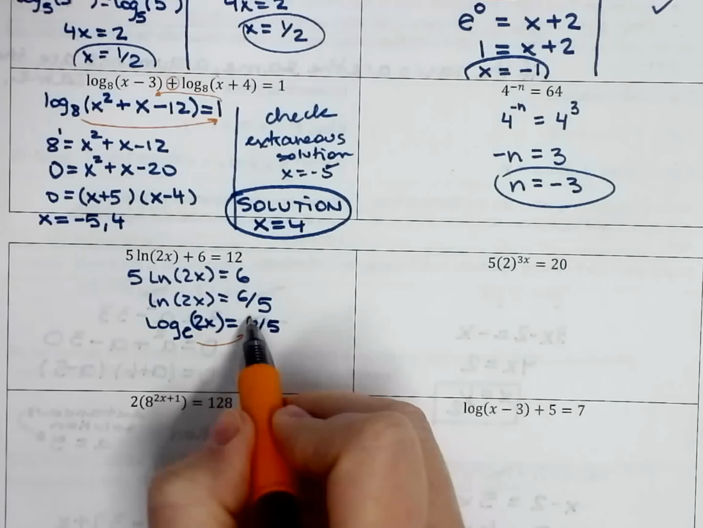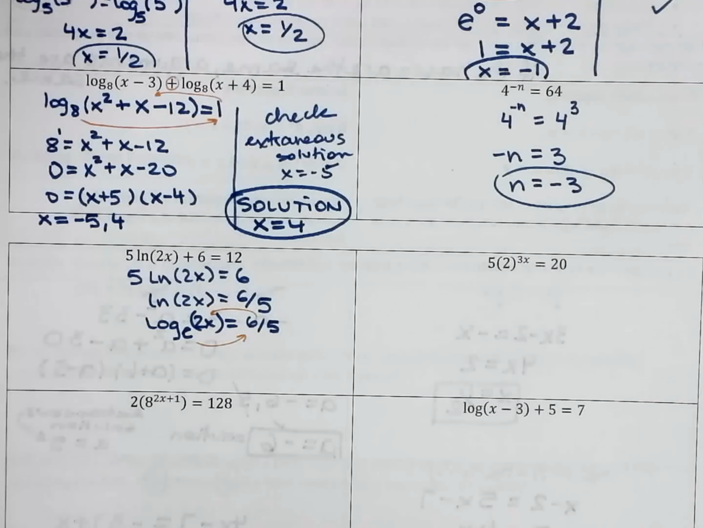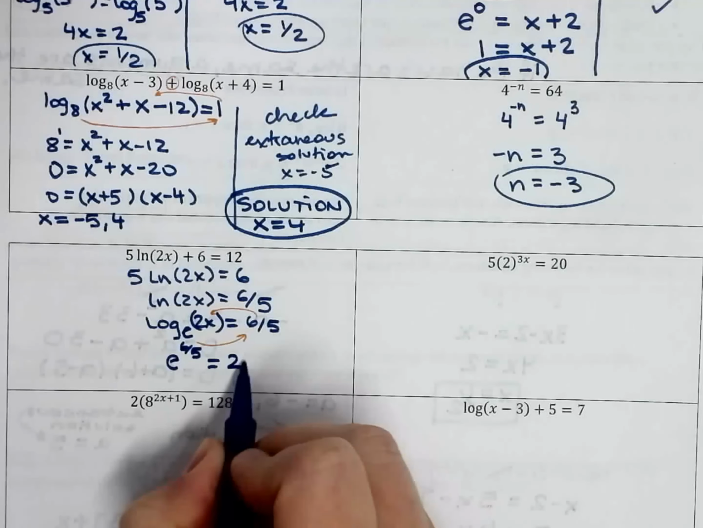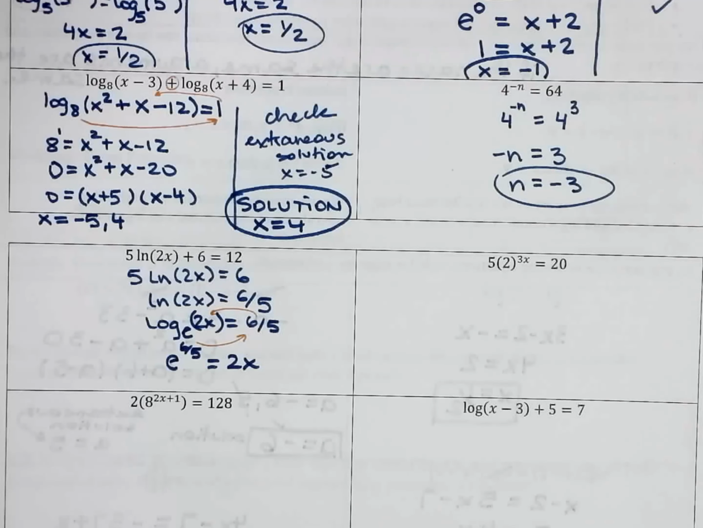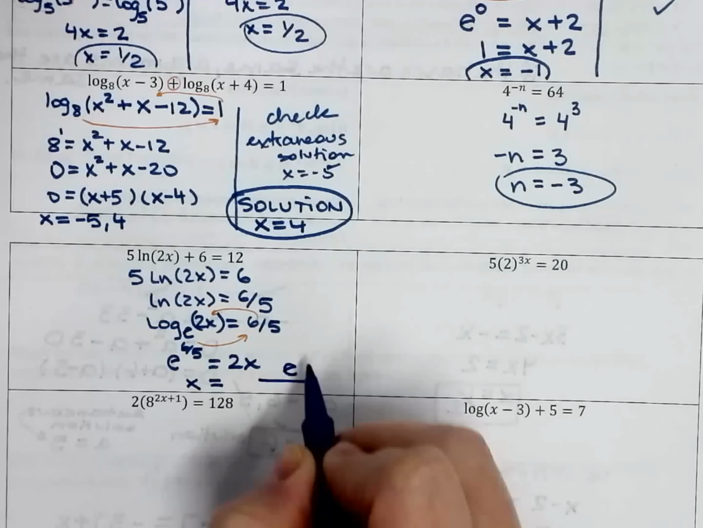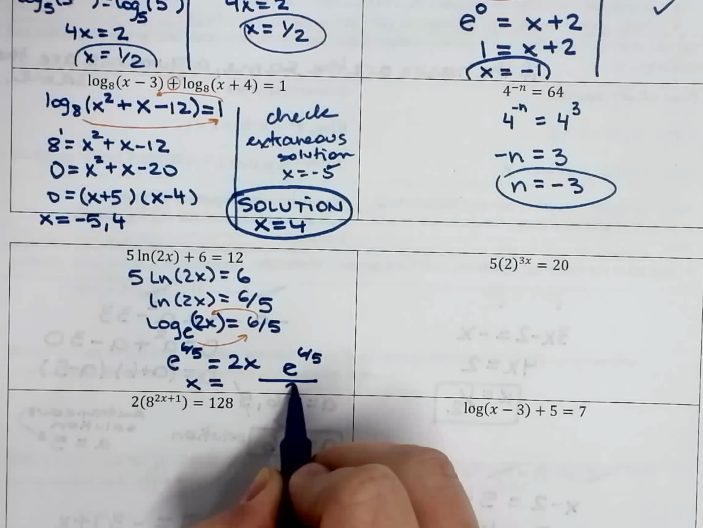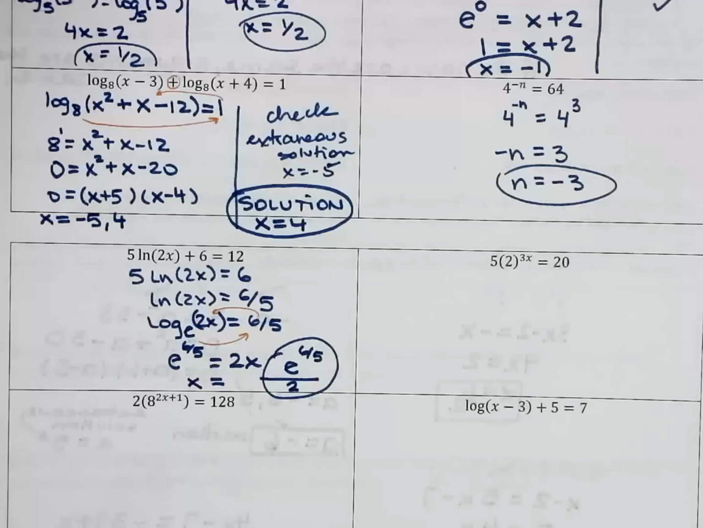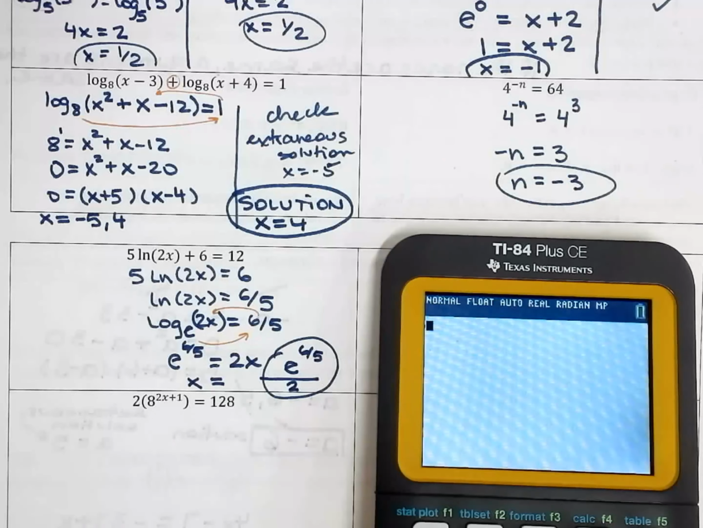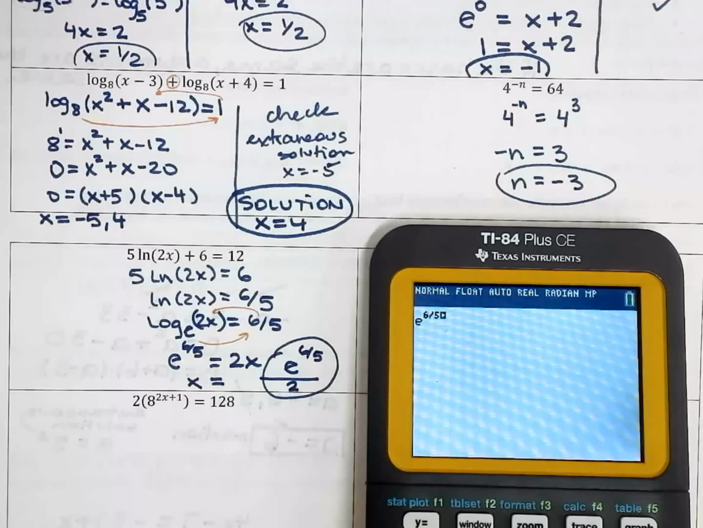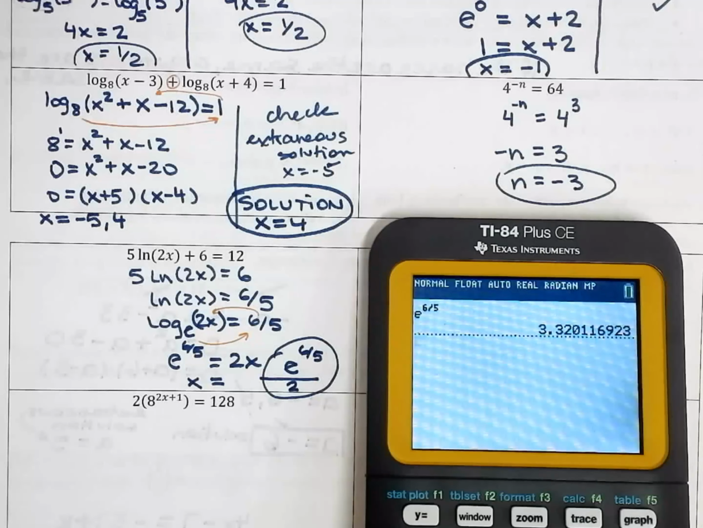Rewrite this. So I have e to the power of 6 over 5 equals 2x. Now you need to divide both sides by 2. I have x equals e to the power of 6 over 5, over 2. So this is your answer. But let's go ahead and write this also as a decimal. So e to the power of 6 over 5, over 2.